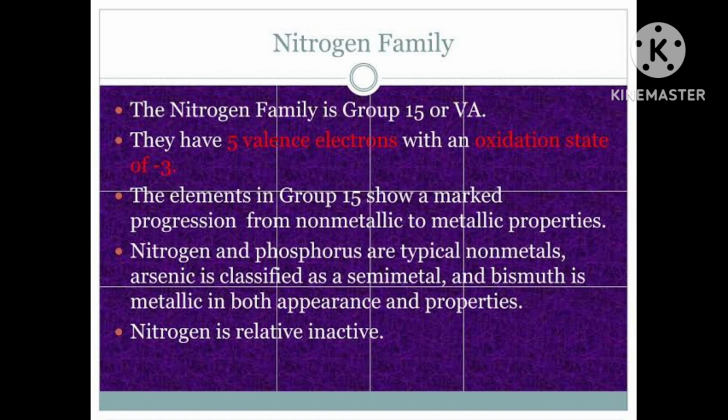Why are heavier elements not forming pπ-pπ bonds? Because their atomic orbitals are so large and diffuse that they cannot have effective overlapping. Due to this reason, they are not making pπ-pπ bonds. Thus, nitrogen exists as a diatomic molecule with a triple bond, 1 sigma bond and 2 pi bonds, between the two atoms of nitrogen.